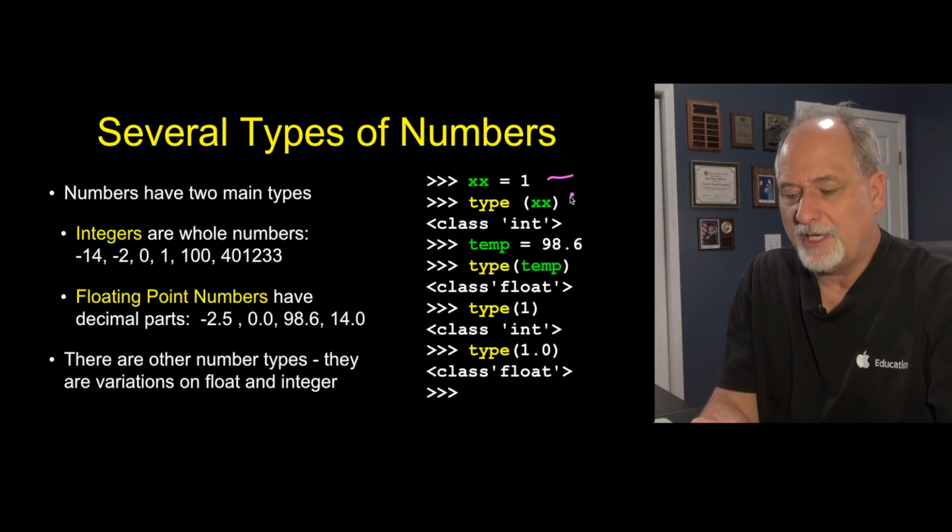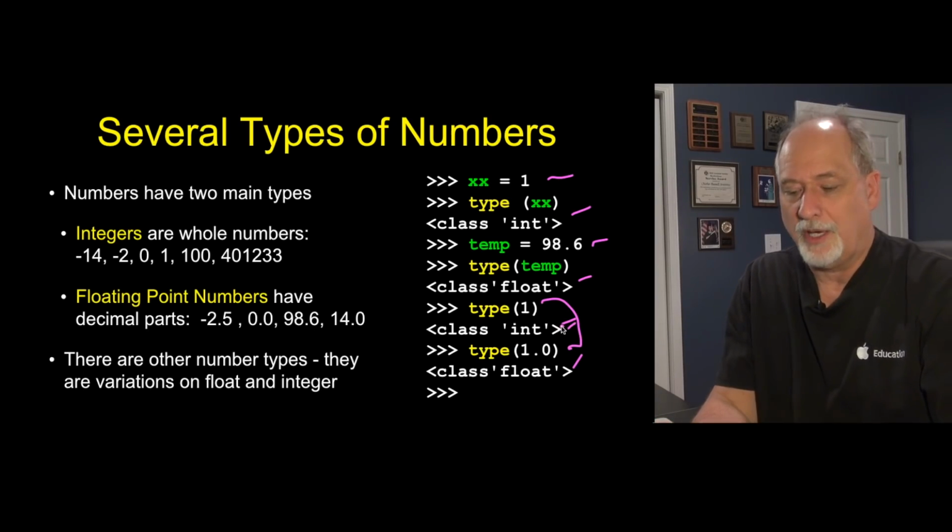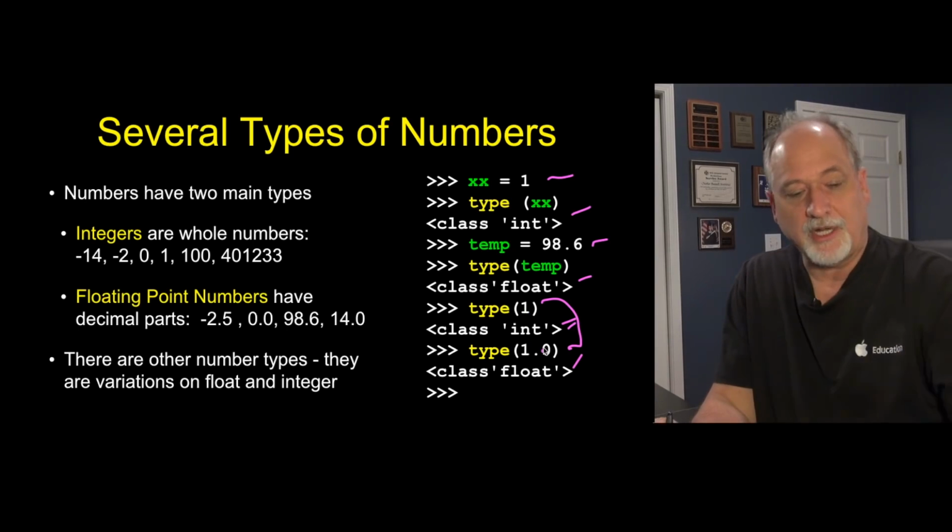Like 1 with no decimal, that's an integer number. 98.6 with a decimal, that's a floating point number. And so, constants can be both integer and floating point. And I'm just asking over and over again, what is the type of what's in XXX, what's the type of what's in temp, and what's the type of the constant 1, and what's the type of 1.0.